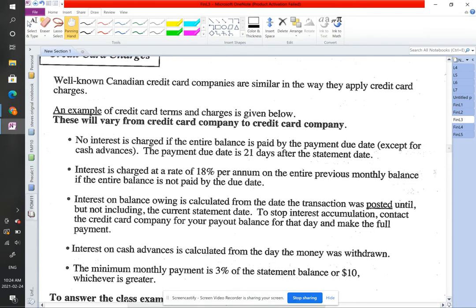So credit card charges. These numbers aren't exact. Every credit card varies a bit, but not a ton. It says well-known Canadian credit card companies are similar in the way that they apply credit charges. And again, it's really important to note that they vary from credit card company to credit card company. So no interest is charged if the entire balance is paid off by the payment due date. And the payment due date is 21 days after the statement date. So you will get your statement. It'll say you owe this much, this is your minimum payment, and you have 21 days or 3 weeks to pay that off. Interest is charged at a rate of 18% per year, which is quite high.